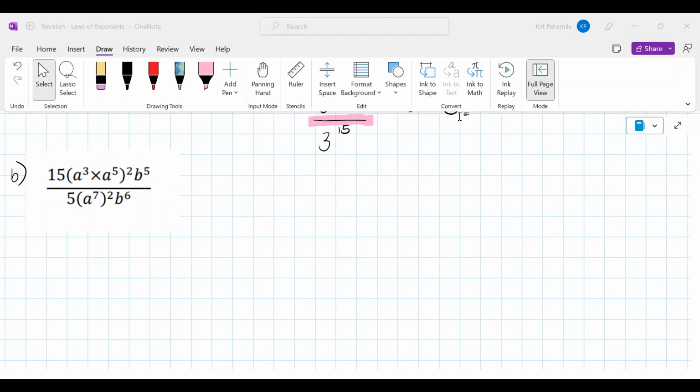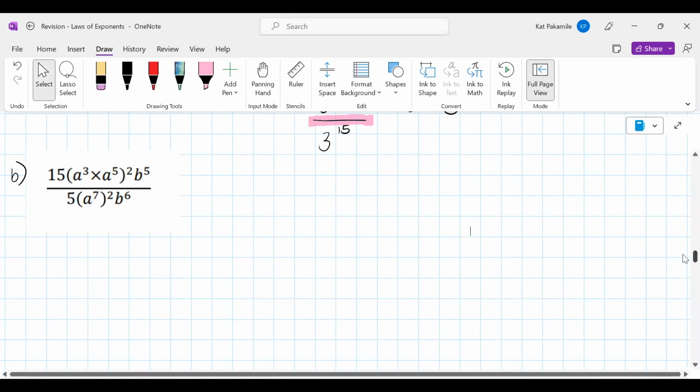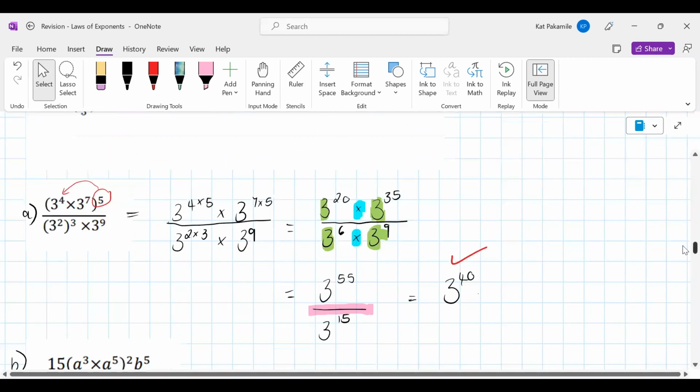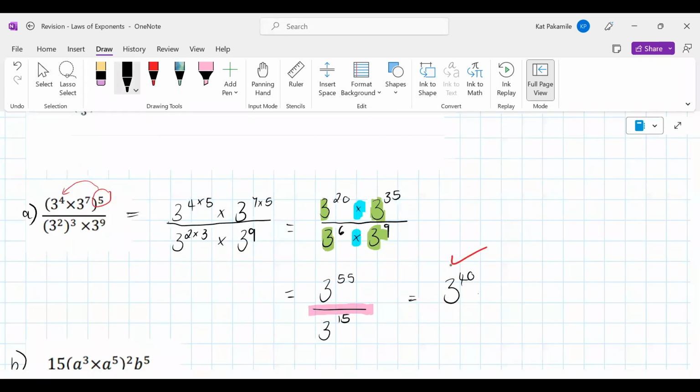Let's hear. Yes, ma'am. So, ma'am, how did you get the 40 over there? You subtracted. Remember, law number 2 says when you are dividing, this is the same as saying 3 to the 55 divided by 3 to the 15, right? It says when you are dividing and you have same bases, you subtract your exponents. So it's 3 to the power of 55 minus 15. And that's how we got to 40. Thank you, ma'am. You're welcome.